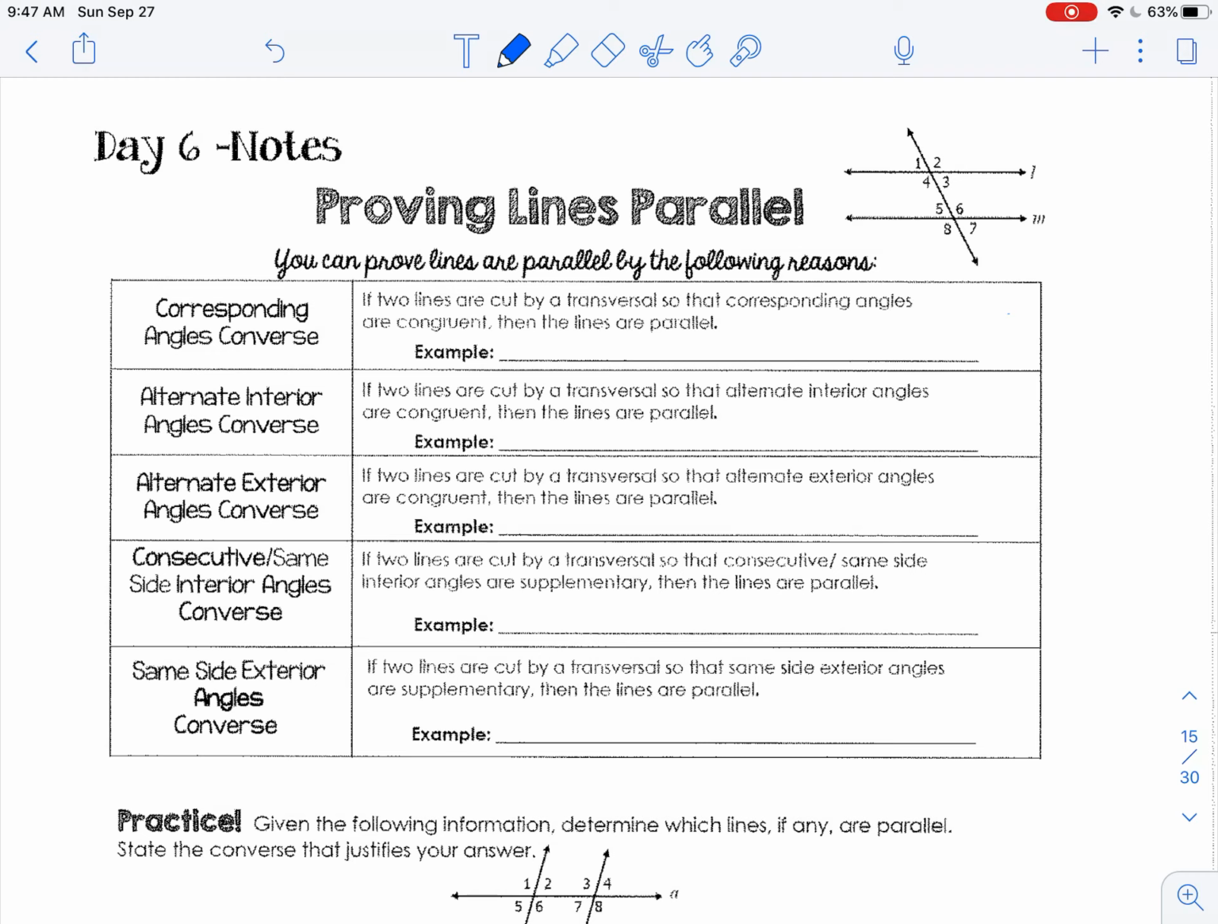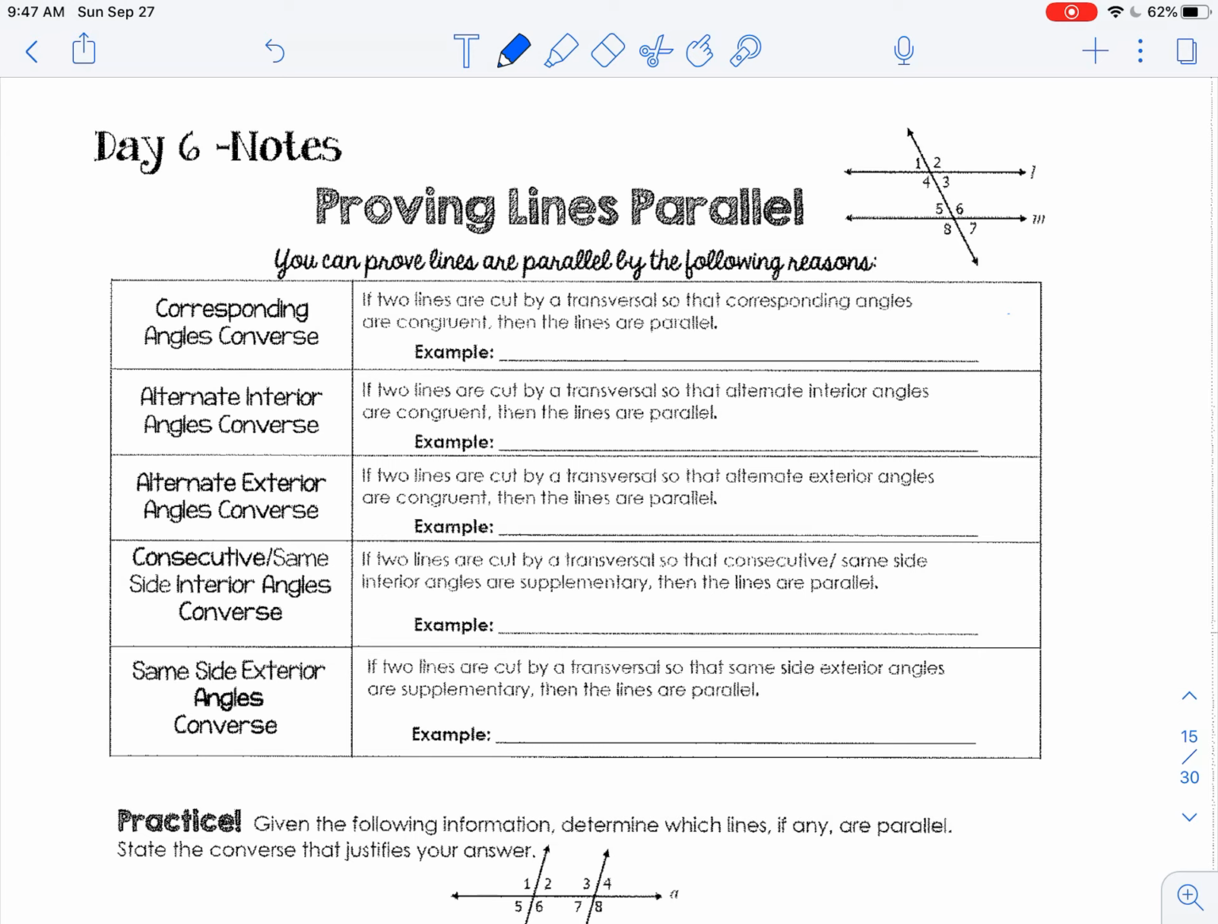So now we're going to say that if two lines are cut by a transversal so that corresponding or alternate interior or alternate exterior angles are congruent, then we're going to prove those lines are parallel. Whereas before we were given the lines are parallel and we proved angles congruent or supplementary, we're going to be going in the opposite direction.